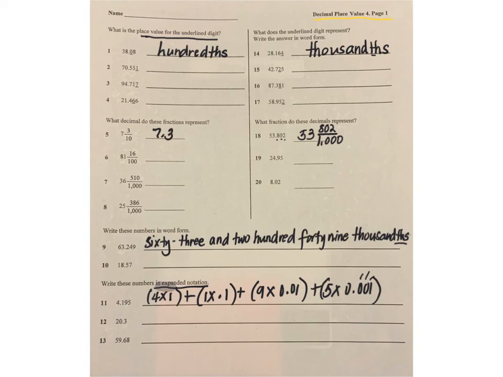Okay, let me do number 12 for you. So this is ones and then tenths, and this is, let's see, if you're going to put it this way, it will be 2 times 10 plus 0 times 1. But we have to add the decimal. So what's the place value of 3? 3 is tenths, right? So 3 times 0.1.